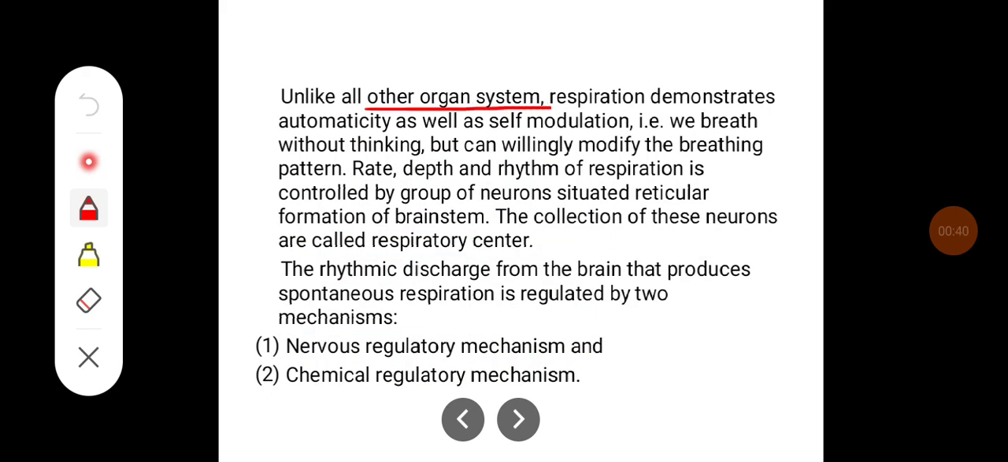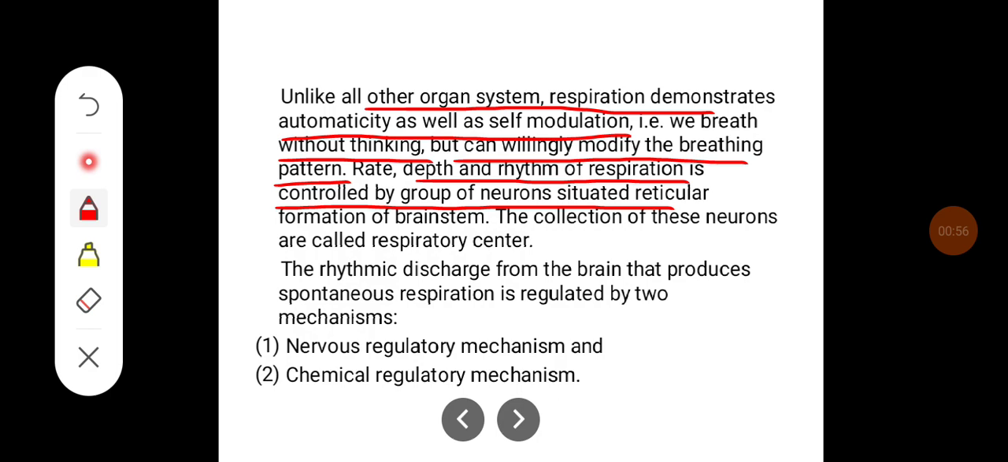Unlike all other organ systems, respiration demonstrates automaticity as well as self-modulation. That is, we breathe without thinking, but we can willingly modify the breathing pattern. Rate, depth, and rhythm of respiration are controlled by a group of neurons situated in the reticular formation of the brainstem. The collection of these neurons is called the respiratory centers.